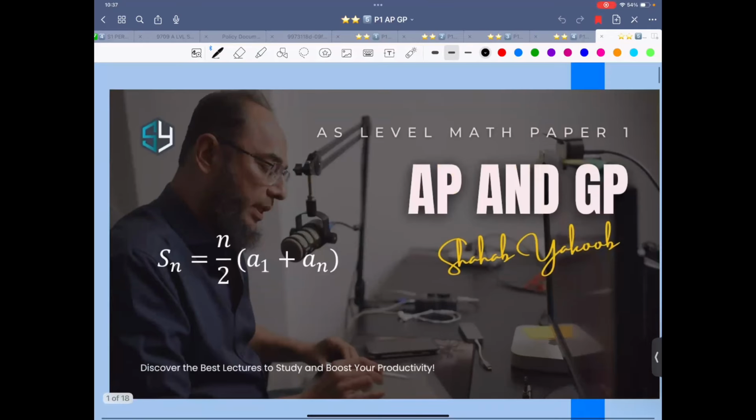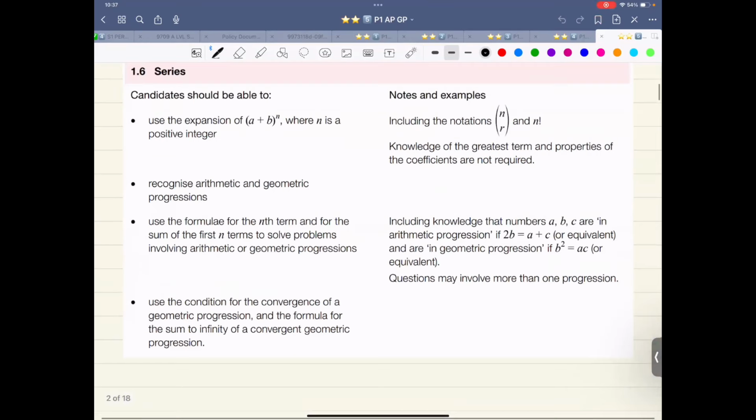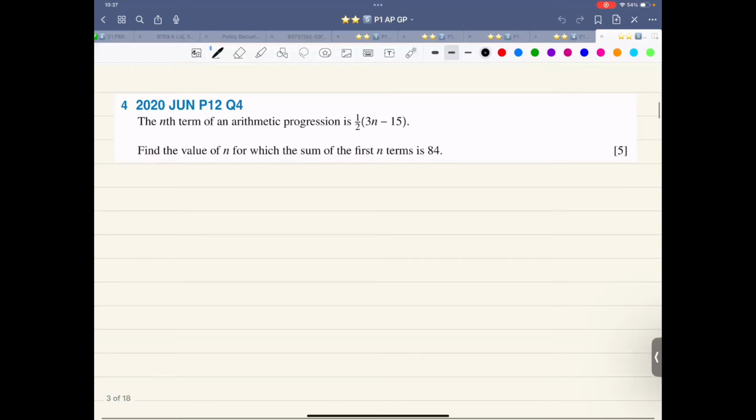AP and GP. Let's look at the first question. Now, this is the last of those 5 PDFs. First one was coordinate, second circular, third trigonometry, fourth binomial, fifth is AP, GP combined together. Just go through this.